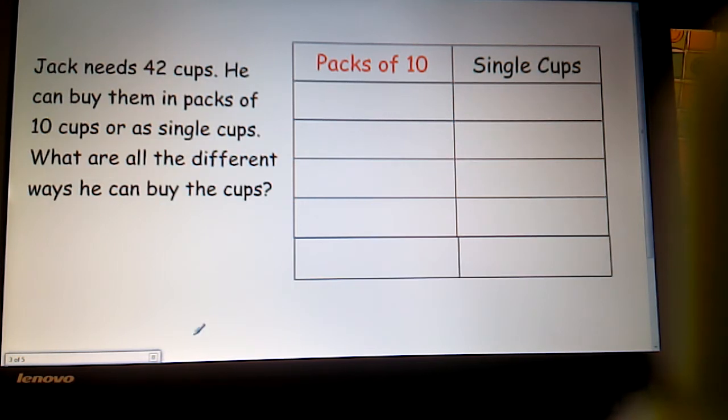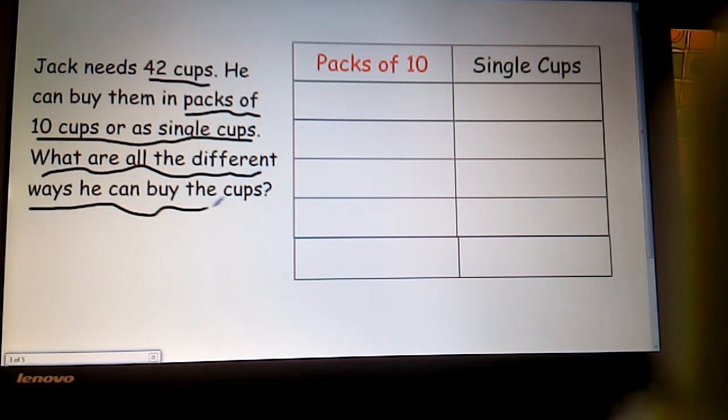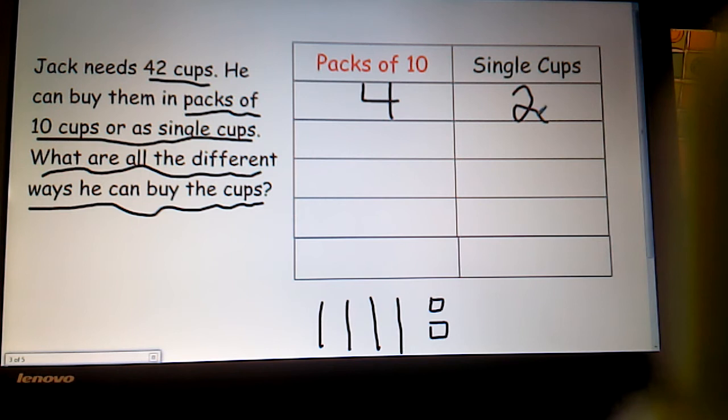Let's do another one. The problem says Jack needs 42 cups. He can buy them in packs of 10 cups or as single cups. What are all the different ways he can buy the cups? Well, he needs 42. He can buy them in packs of 10 cups or as single cups. And lastly, the question, what are all the different ways he can buy the cups? In the number 42, I know that I can make that number by using 4 longs and 2 cubes. That's the easiest, fastest way to make that number, and that's the first 2 digits I'm going to put into my graphic organizer. 4 packs of 10 or 2 single cups.